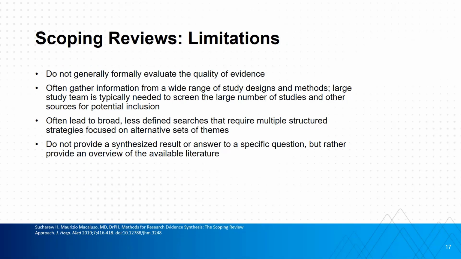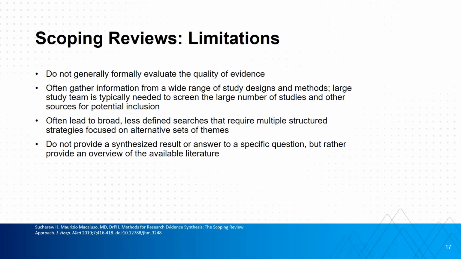So scoping reviews also have limitations. They don't generally formally evaluate the quality of evidence because that's not what they're designed to do. They're designed to just give you an assessment on the nature and scope of a certain body of literature. Because they often gather a whole bunch of information from a huge variety of places, you need a large study team to screen the large number of results that you're going to get.